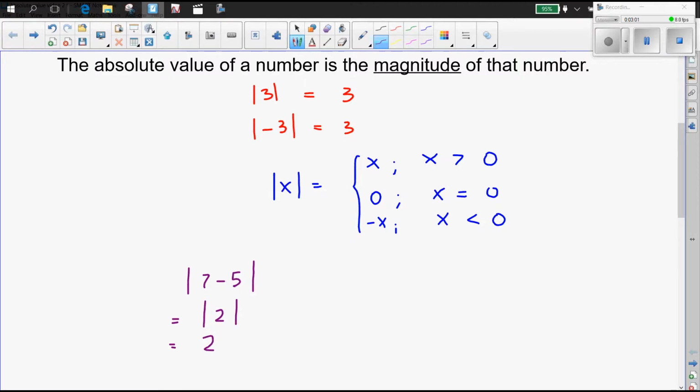If I swap these numbers and I write 5 minus 7, so the absolute value of 5 minus 7. I know that 5 subtract 7 is negative 2, so this gives me the absolute value of negative 2. I once again ask myself, how far is negative 2 away from 0 on a number line? And I know that the distance between negative 2 and 0 is 2 units, so the absolute value of negative 2 is 2.